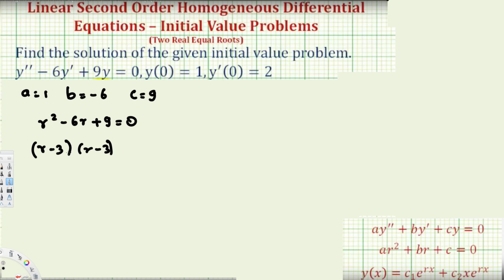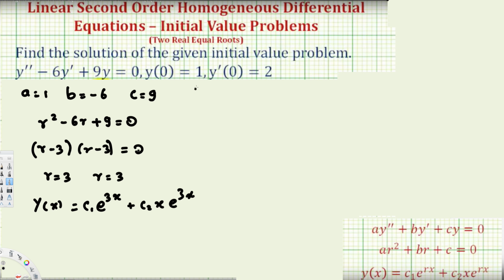So this is going to be the factor, and from this one you can see that the roots are the same, right? So when we have two equal roots, the general solution for this differential equation is going to be in this pattern, right? So the general solution is going to be y of x is equal to c1 e^(3x) plus c2 x e^(3x), and this is the general solution for this differential equation.